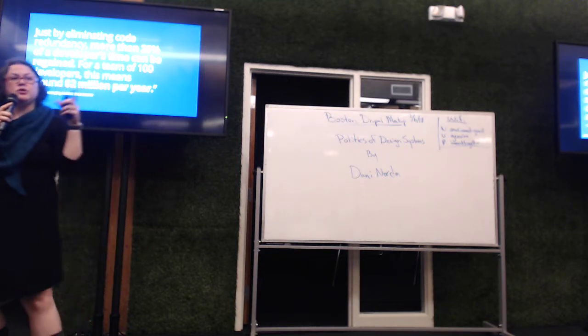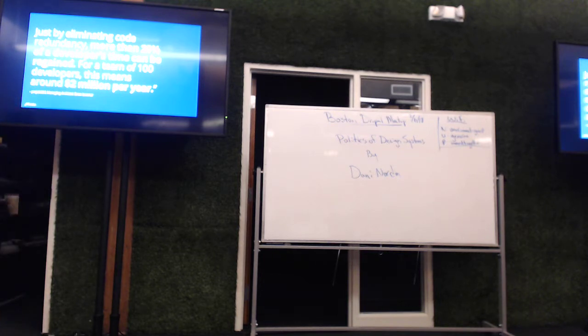If we are able to reduce the redundancy of our code, we can actually save up to 20% of a developer's time. When you start adding that up to the number of developers that you have and the number of things you've got in the queue, the design system starts looking cheap.